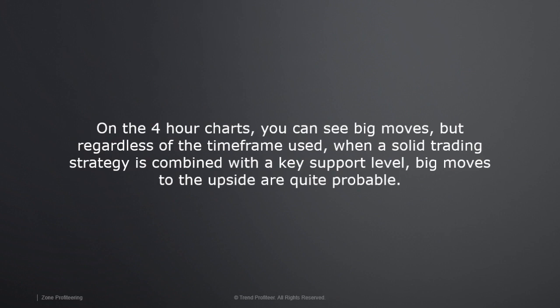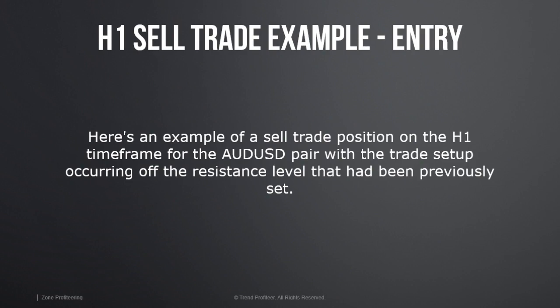On the 4 hour charts, you can see big moves, but regardless of the time frame used, when a solid trading strategy is combined with a key support level, regardless of whether it's Trend Profiteer or another decent system, when you're combining it with support levels or resistance levels, big moves, for support levels to the upside are quite probable. And of course, they do apply for sell trades as well when used in conjunction with resistance levels. So here's an example of a sell trade position on the 1 hour on the Aussie.